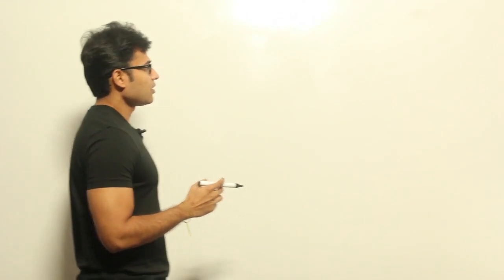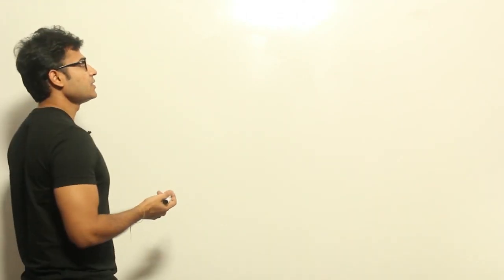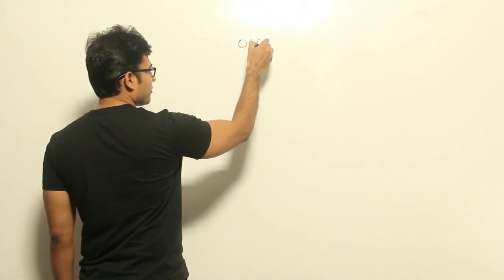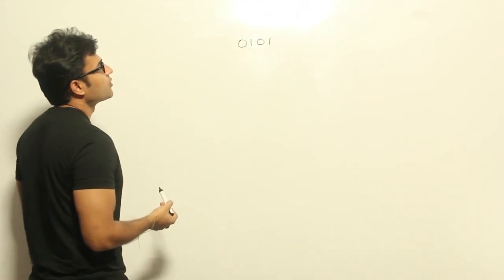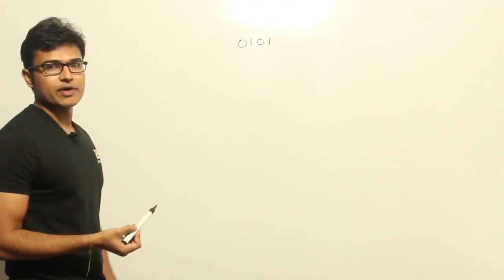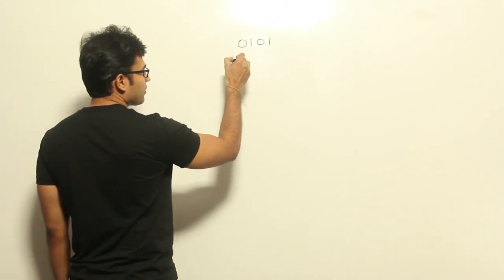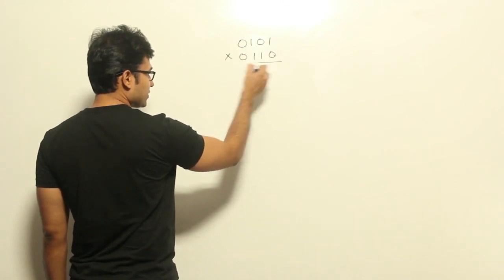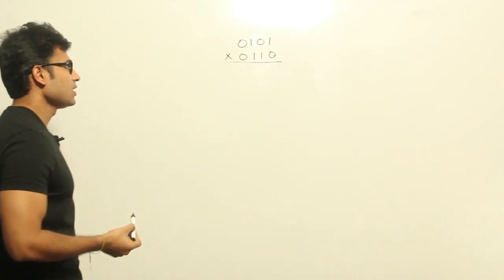Now let's see an example of multiplying two binary numbers. I'll take this example. Let us say one number is 0101, which means its decimal equivalent is 5, and I'll take one more number, 0110, whose decimal equivalent is 6. Now if I multiply these two, the result should be 30.